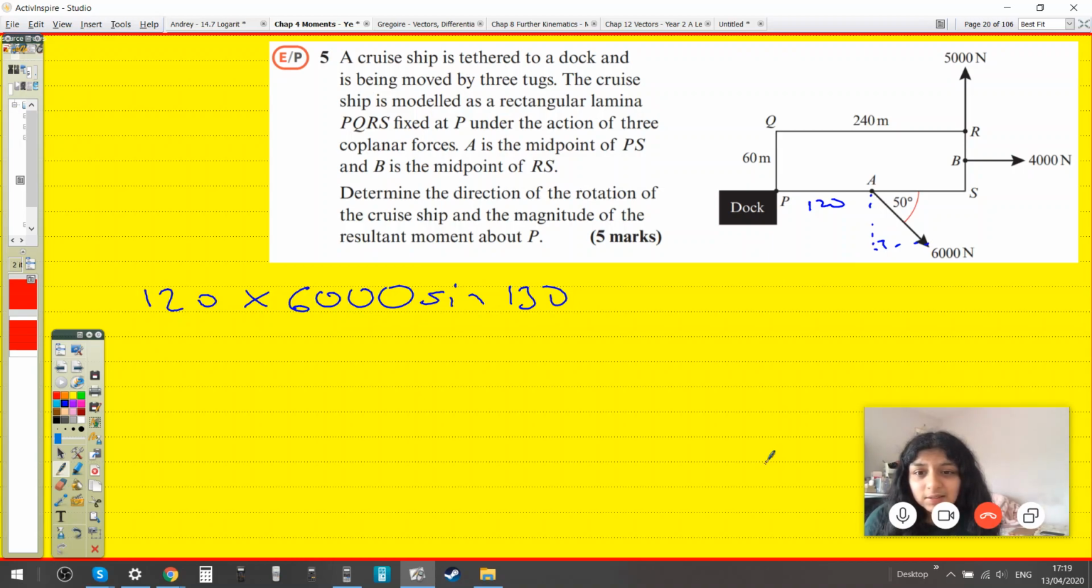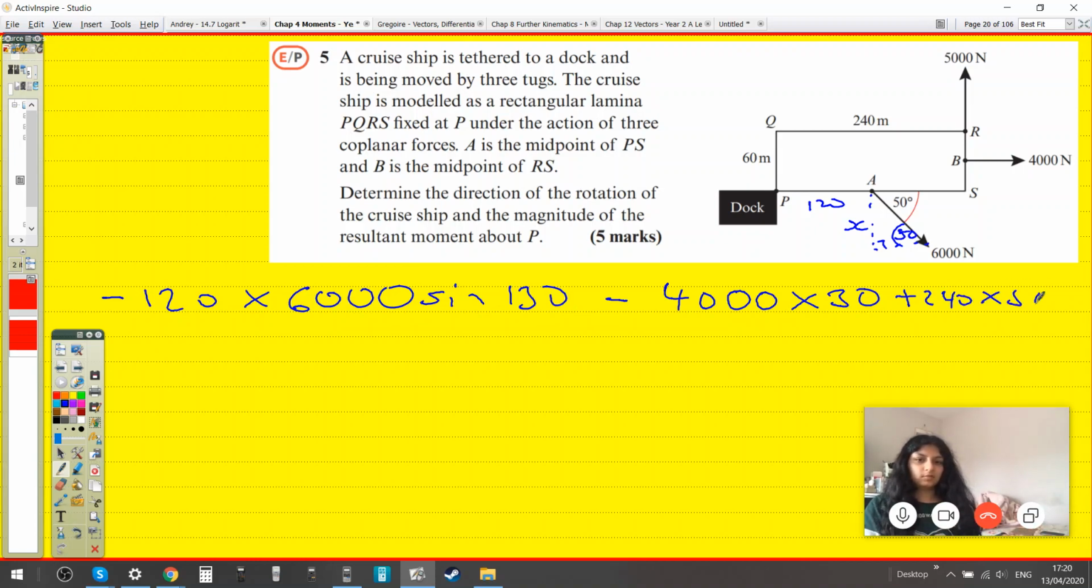And then, okay, there's another force that's 4,000 times 30. Yeah, 4,000 times 30. Wait, the first force is clockwise, I think. Yeah. So it's negative. And then the second one is also clockwise, the one that's 4,000. I'm not sure because it's horizontal. And it's 4,000 times 30. That's right. And then the last one is anti-clockwise, 5,000 times 240.